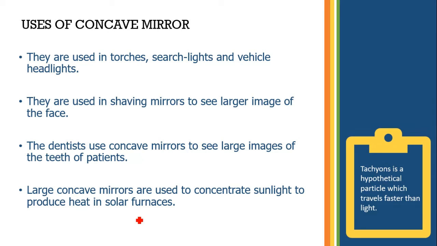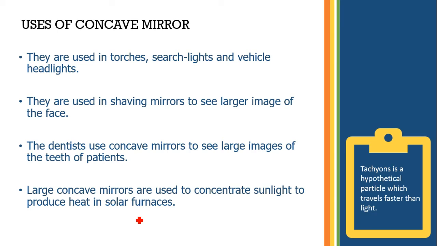The next example is, they are used in shaving mirrors to see a larger image of the face. Now when you are shaving, or when the boys are shaving, then they have to use this mirror so that they can do this thing minutely or correctly so that the blade doesn't cut their face. So they have to see small things. So for that, a concave mirror is used.